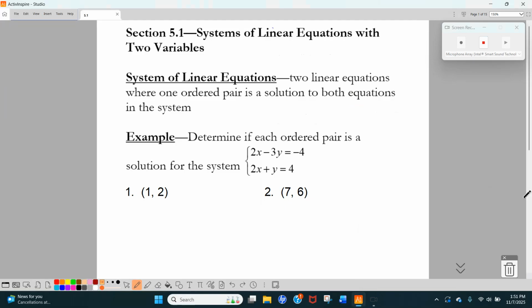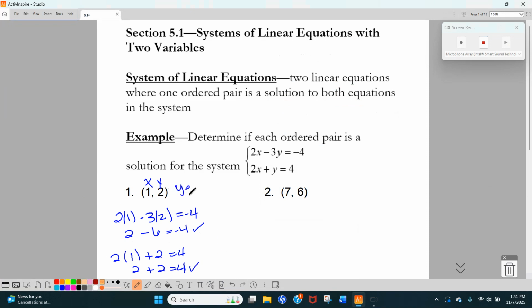All right, so first of all, they're going to ask you in Math Excel if a point is a solution. So remember the easiest way to check that is plug it in. They're giving you an X and a Y value, an ordered pair. In order for it to be the solution, it has to work in both of the equations. So here we get 2 minus 6 is equal to negative 4. Yes, it is. So then check and see if it works in the other equation. So does 2 plus 2 equal 4? And yes, it does. So yes, it's a solution.